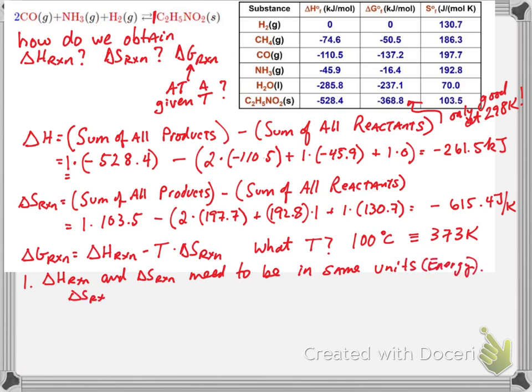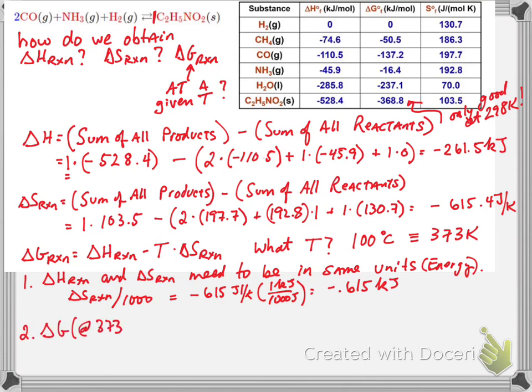Usually we report delta G in kilojoules, so the most straightforward way is to just take your delta S and divide by 1,000, right? And that gives you kilojoules. So here our delta S is minus 0.615 kilojoules per Kelvin.